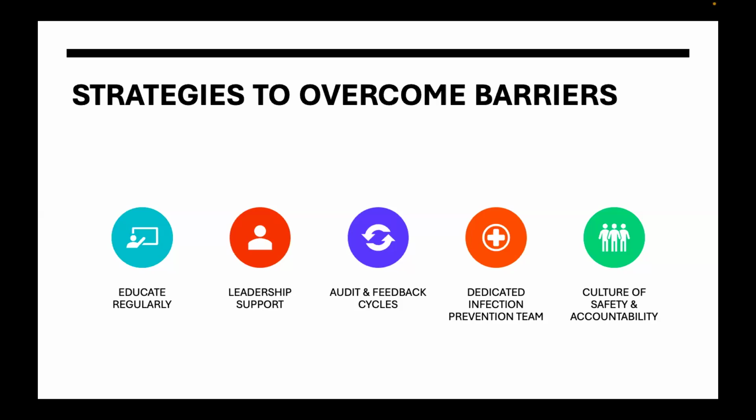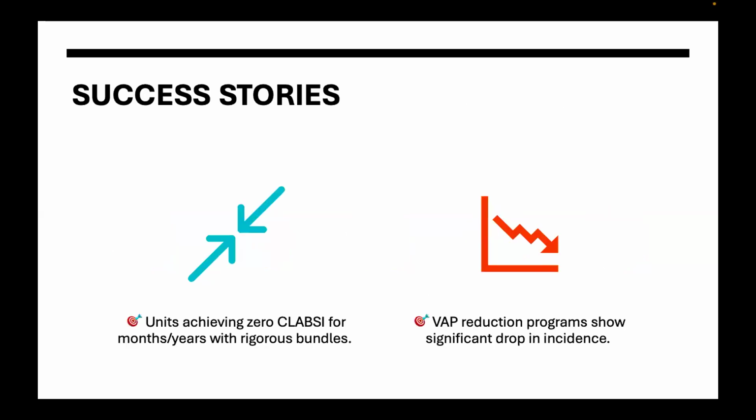There should be an audit and feedback cycle. A dedicated infection prevention team should be nominated in the NICU, who can maintain the HICC record of the NICU, and a culture of safety and accountability should be there. A few success stories have reported significant reduction in VAP rates after bundle implementation. Some units have even shown near zero VAP rates through strict compliance, regular audits, and team collaboration. All these are possible when there is teamwork.